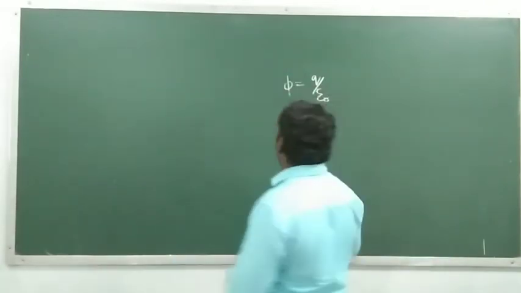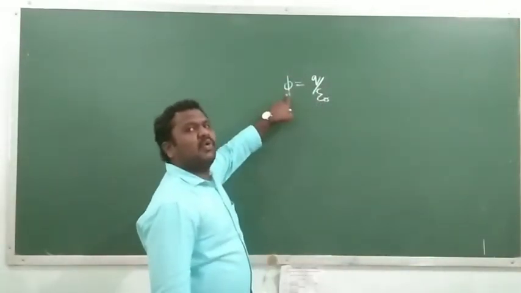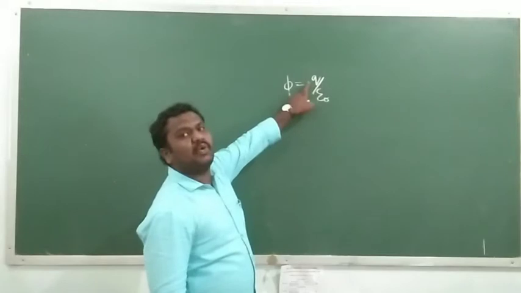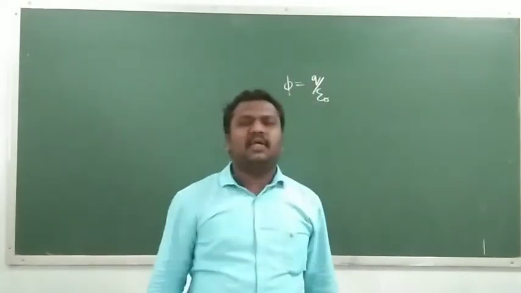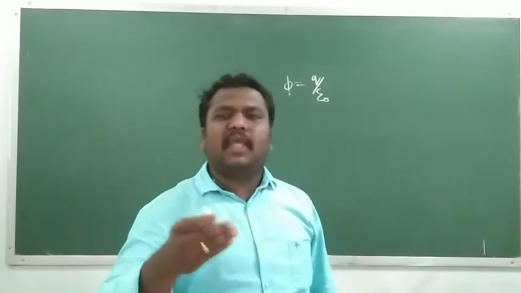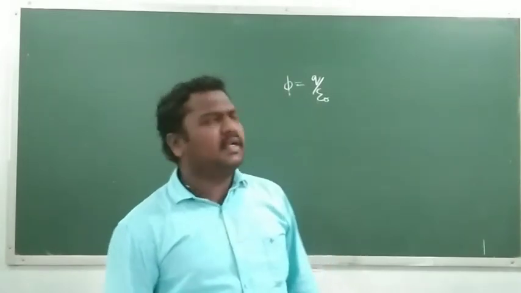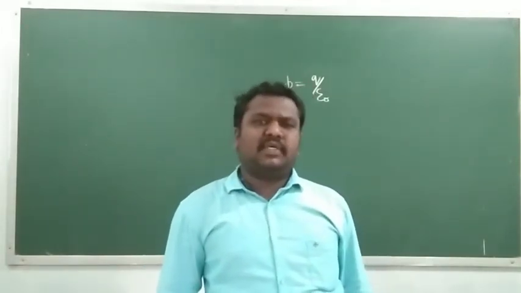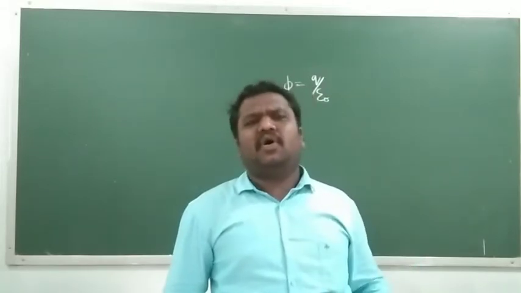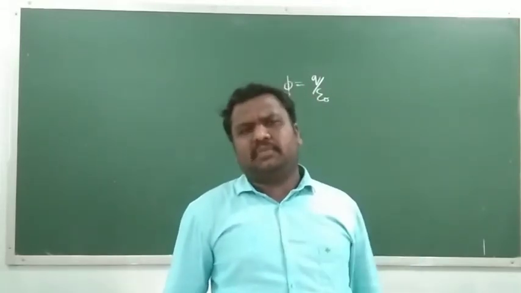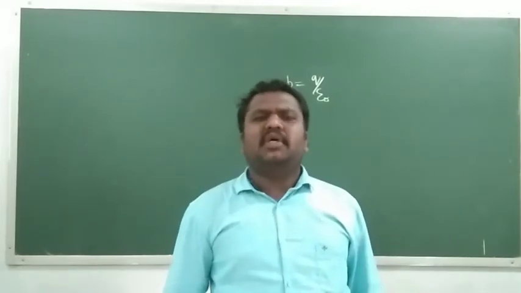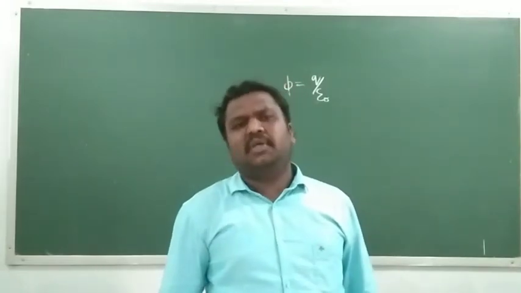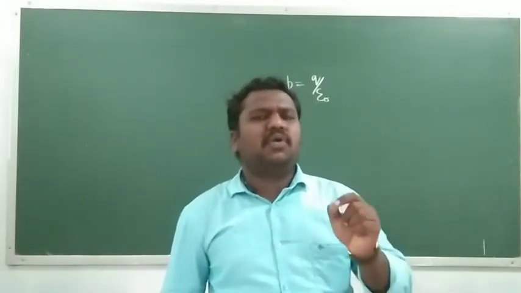So the law states that the total flux of a closed surface is equal to 1 by epsilon naught times the total charge enclosed by that surface. And this Gauss law is applicable for closed surfaces, whatever the kind of distribution. It may be linear charge distribution, surface charge distribution, or volume charge distribution. Irrespective of the type of distribution, it is applicable, but it is applicable for closed surfaces.